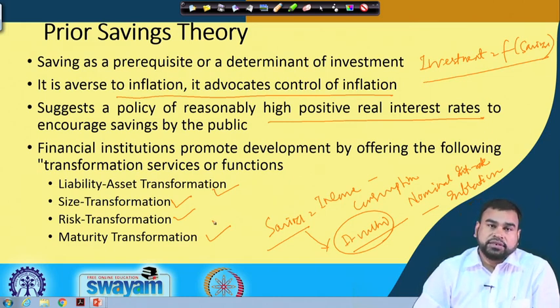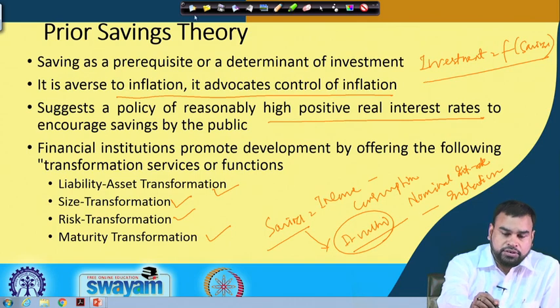By that, we can say that the instruments with different maturities can be transformed by the financial system, and which is helping all the different market participants on the basis of their requirements.